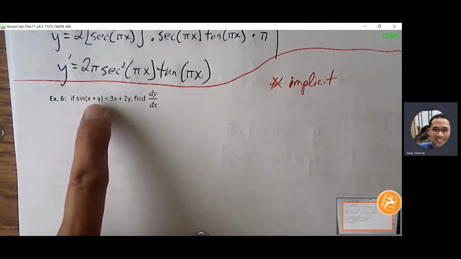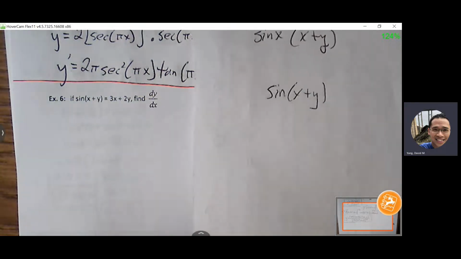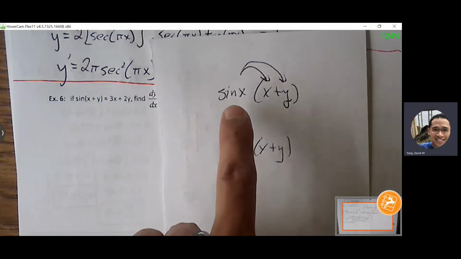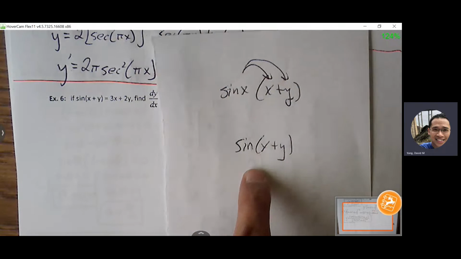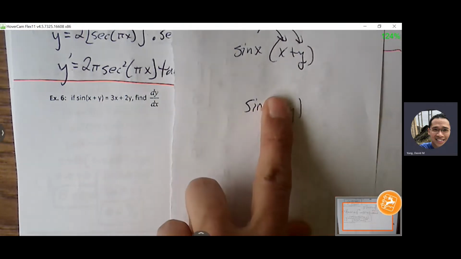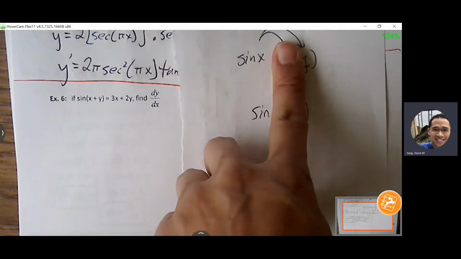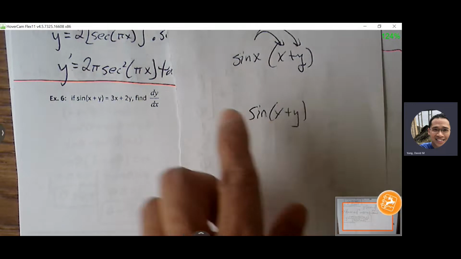Because in x plus y, the sine is not outside the function. It's not a separate entity. So I want to show you this instance here. If I had sine x times x plus y, then yes, I can distribute through. But when I have sine of x plus y, the x plus y is inside the sine. The sine is not a standalone, so I can't distribute the sine through. Does that make sense? This sine is not a standalone. Unless it's sine x, then that's a standalone. Then I can distribute that through. But this is kind of stuck.